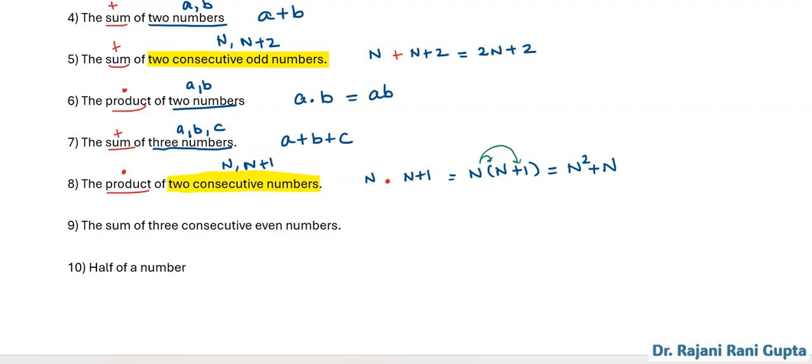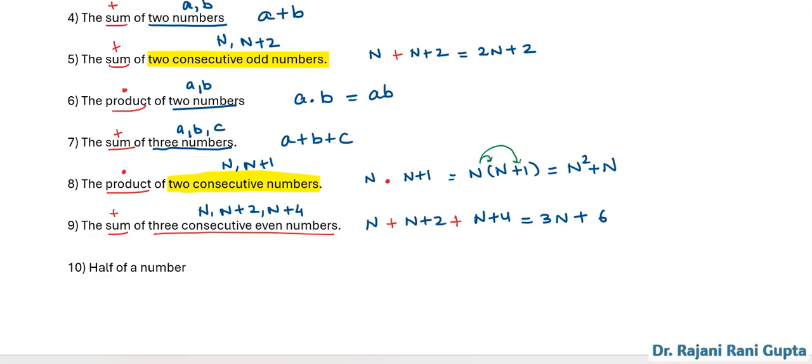Now, the sum of three consecutive even numbers. Three consecutive even numbers will be n, n plus 2, n plus 4, because we need 3. And then we have to add them, because it is the sum of. On simplification, what do you get? N is 3 times, so 3n plus 4 plus 2, 6.